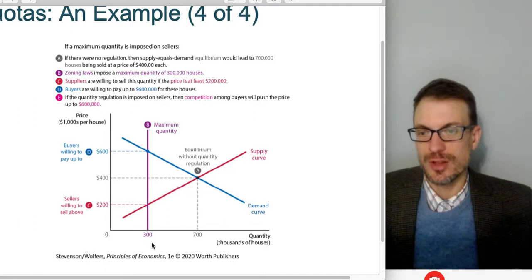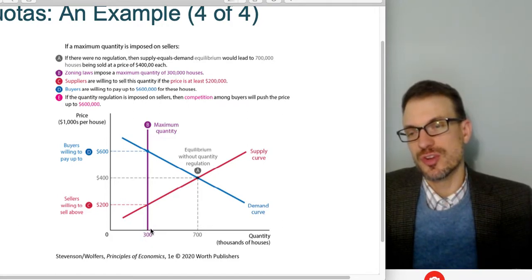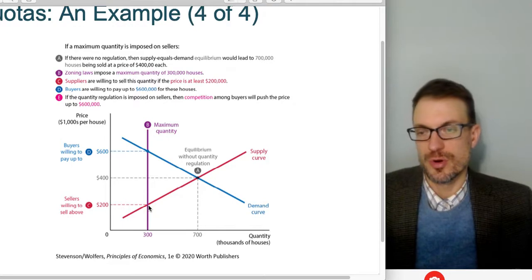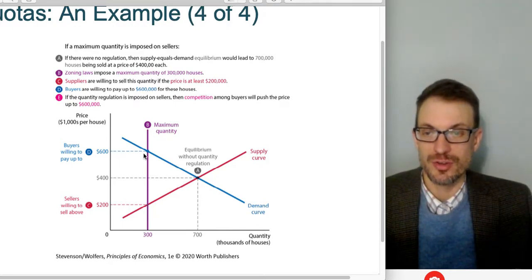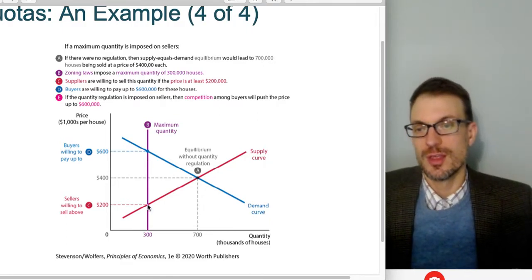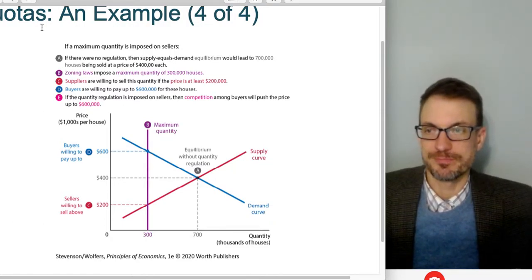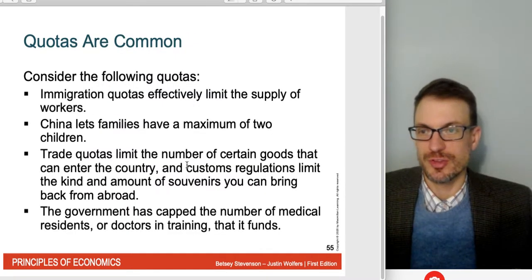So equilibrium would have been 700 at a price of 400,000. The quantity restriction is saying there can only be 300,000. Sellers are willing to produce if the price is at least 200,000, but there are enough buyers willing to pay more than $200,000 that it'll rise up to 600,000. All right, so that's the quota example. We restrict the quantity, and then the price gets competed up because of scarcity.